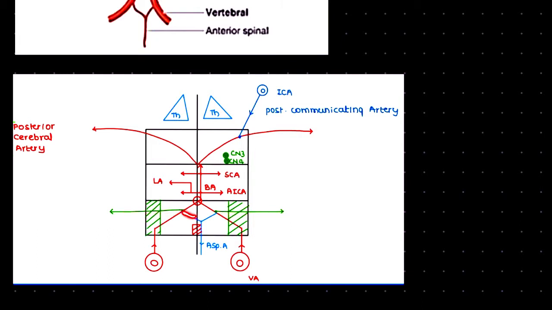We have these anterior spinal arteries. Together they form the anterior spinal artery. They supply the anterior 2/3 of the spinal cord, right? Anterior 2/3 of the spinal cord. Now another important thing is, what is this? This is the midline of the body.